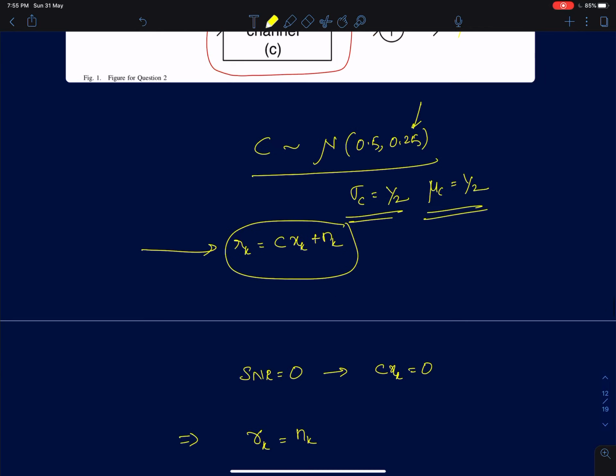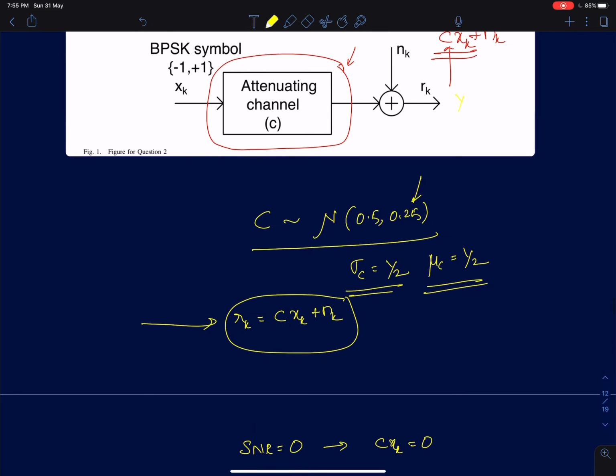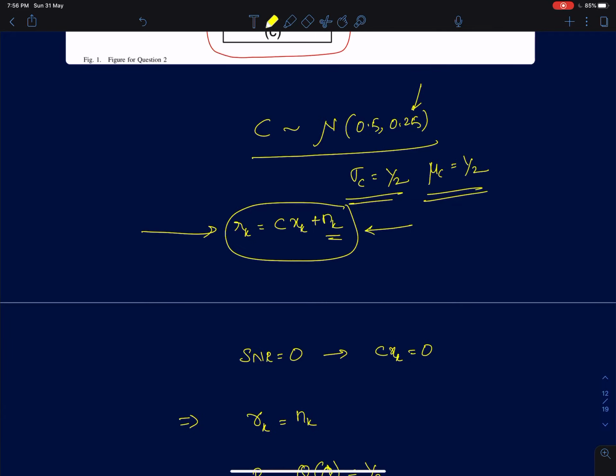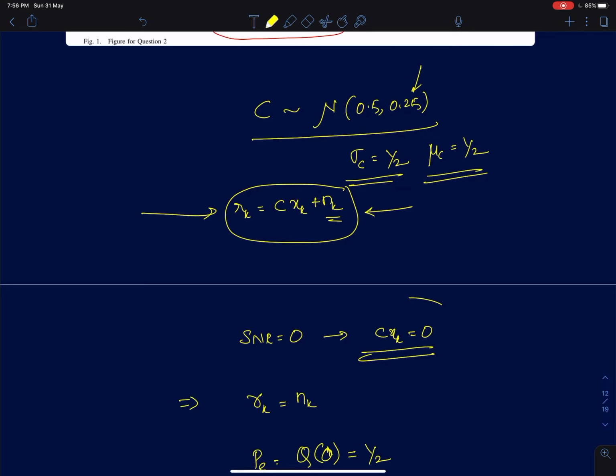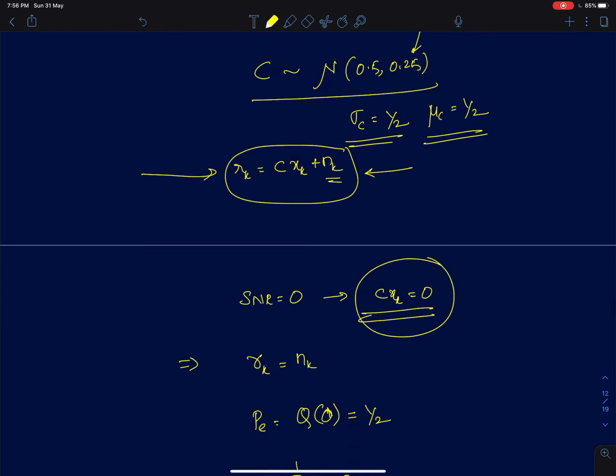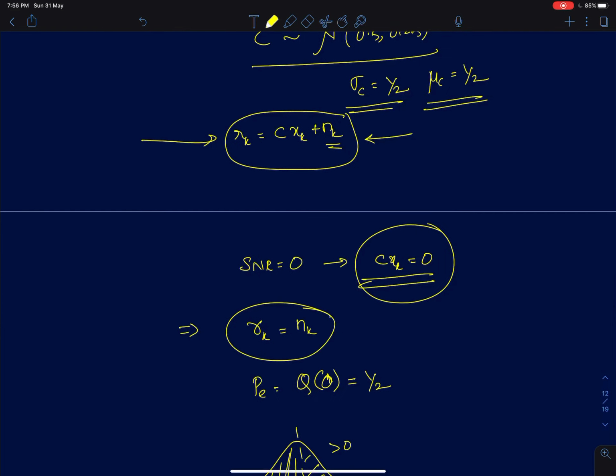So let's start with this simple problem, which is Rk is C into Xk plus Nk. First I'll tell you the theory, then we'll come to how to simulate this channel in an assignment. I'll discuss that as well. So Rk is C into Xk plus Nk. That's your received signal. First we'll go for the 0 SNR condition. 0 SNR means there is no received signal, so I'll assume that is 0. Your Rk will exactly be equal to Nk.